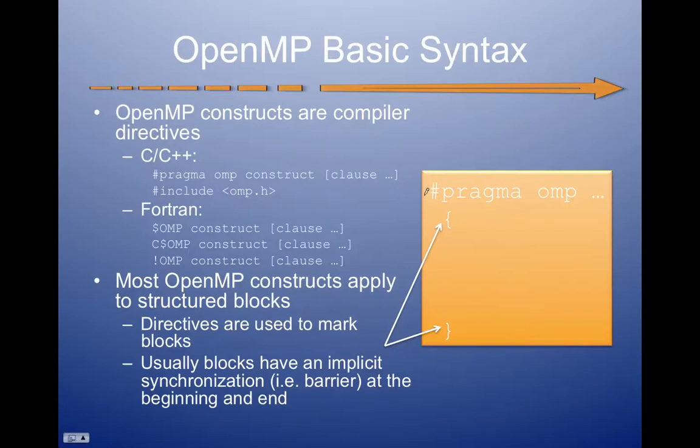The basic syntax is as follows. You have some pragma omp, and here you add the constructs, the OpenMP construct you want to use. Usually it applies to a block of statements. And there is an implicit barrier here and here at the beginning and at the end of the block. So if you have two blocks that follow, it will execute first the first block and then the threads corresponding to the next block. In C, you need to add an include file to get access to the runtime API.